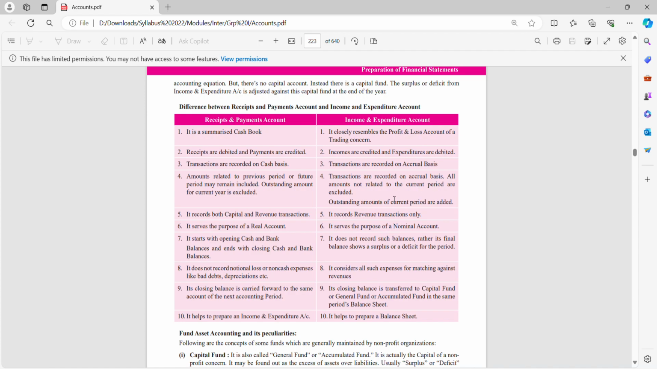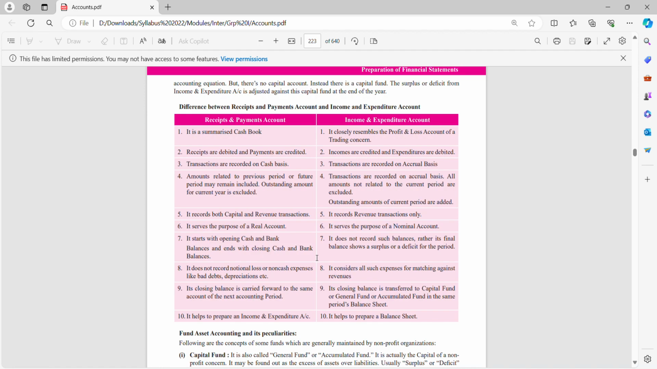Transactions are recorded only on accrual basis. So all amounts not related to current period are excluded. Outstanding amounts of current period are added. So you have to work your income and expenditure account. It records both capital and revenue transactions, while the other records only revenue transactions. Your P&L, your income and expenditure, is recording only revenue transactions. It serves the purpose of real account, and the other serves the purpose of nominal account.